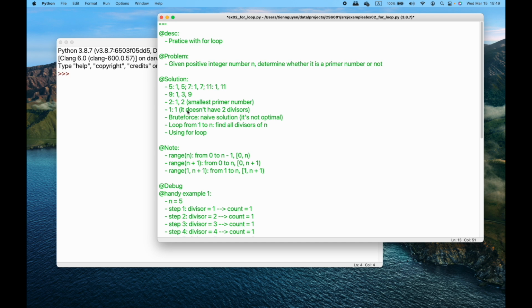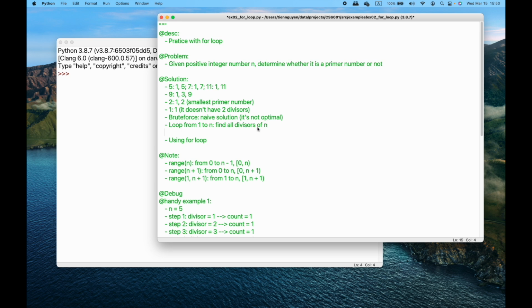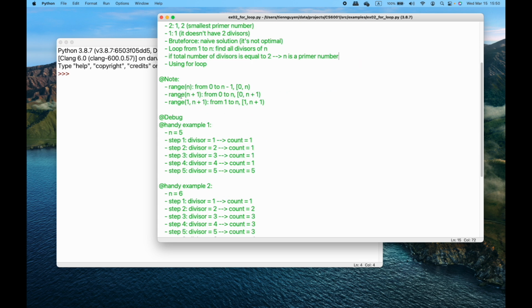We know that a prime number has only two divisors. So we can use a for loop to count all the divisors of n. If the total number of divisors is equal to 2, we can conclude that n is a prime number. Otherwise, it's not.